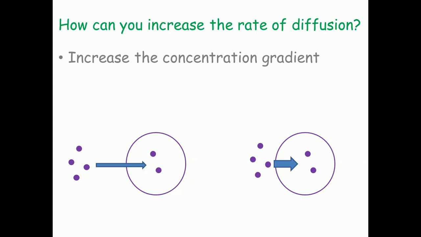Another way to increase the rate of diffusion is to shorten the distance. So you can see on the right side there's a shorter distance. That means the rate of diffusion is going to be a lot faster because it's a shorter distance.